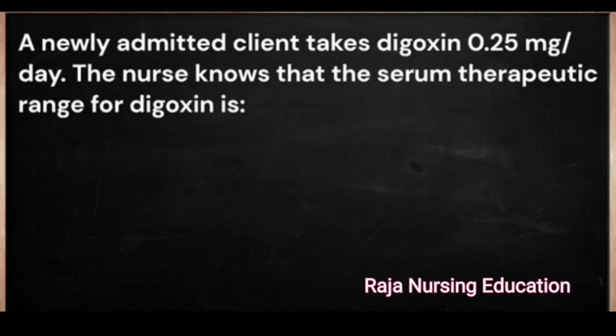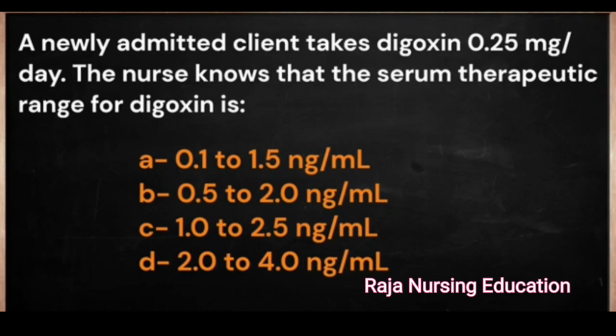A newly admitted client takes digoxin 0.25 mg per day. The nurse knows that the serum therapeutic range for digoxin is A. 0.1 to 1.5 nanogram per ml, B. 0.5 to 2.0 nanogram per ml, C. 1.0 to 2.5 nanogram per ml, D. 2.0 to 4.0 nanogram per ml. The answer is B. 0.5 to 2.0 nanogram per ml.